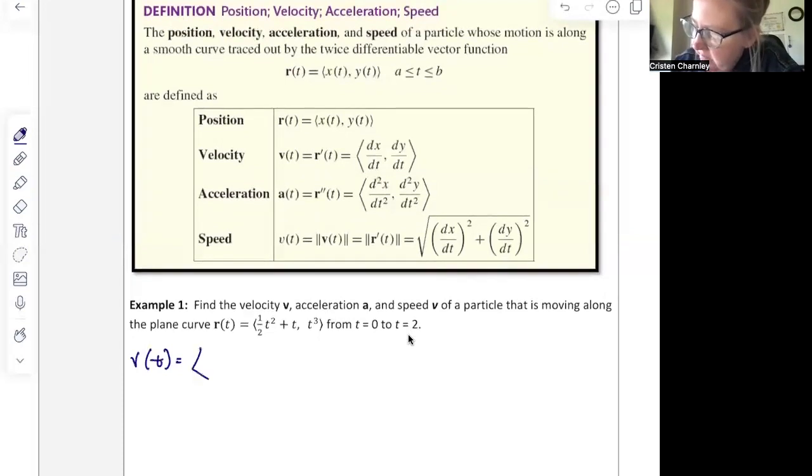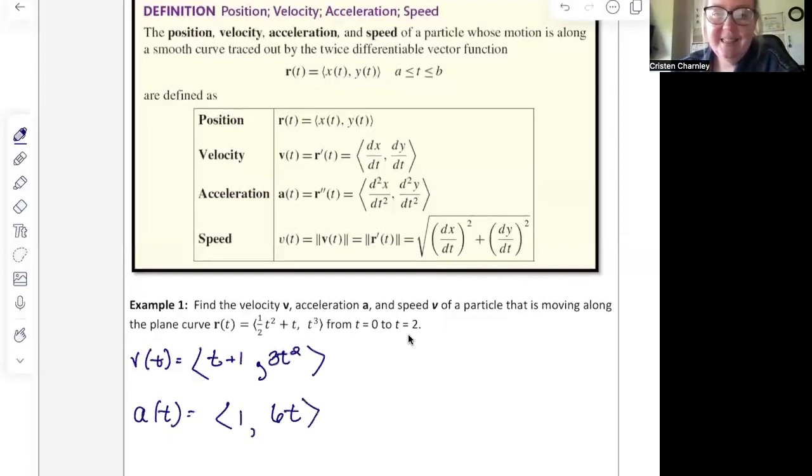So the first derivative of the first term is t plus 1. First derivative of the second term is 3t squared. Okay. And for acceleration, we're going to find the derivative again. So we have 1 and 6t. It is that easy. Isn't that cool?